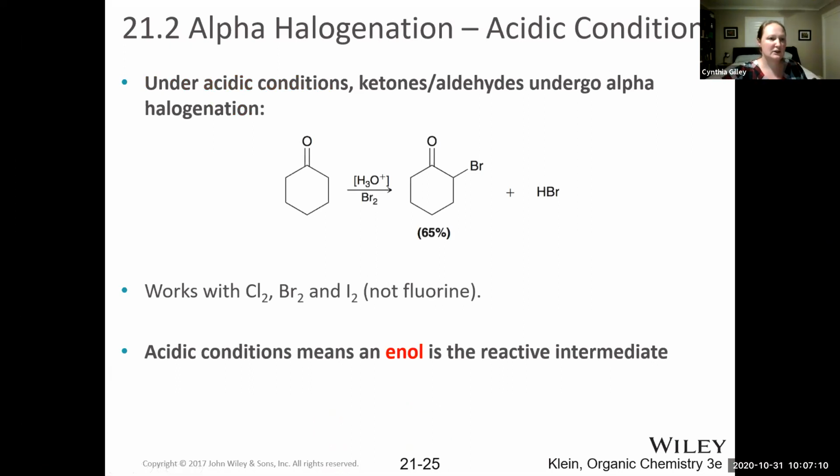All right, let's move on to section 21.2, alpha halogenation under acidic conditions. So recall that under acidic catalytic acid conditions, ketones and aldehydes, where there's at least one hydrogen attached to the alpha carbon, can form an enol. And also recall that that enol is nucleophilic at the alpha carbon. So because it becomes a nucleophile in its enol form, it can react with electrophiles. One such electrophile is bromine. We've seen bromine act as an electrophile before.